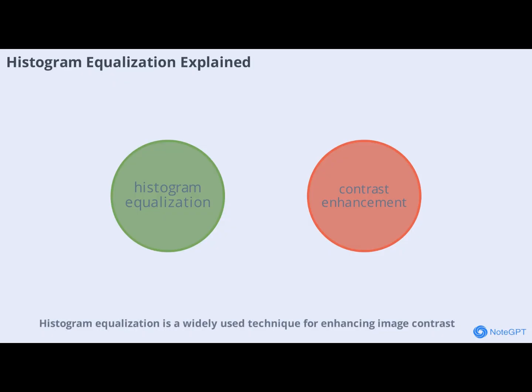Histogram equalization is a widely used technique for enhancing image contrast. It works by spreading out the most frequent intensity values, making dark areas lighter and bright areas darker. This process helps reveal hidden details in underwater images that might otherwise be lost due to poor lighting conditions. By transforming the intensity distribution, histogram equalization makes the image appear more balanced and visually appealing, which is especially useful for scientific and exploratory purposes.